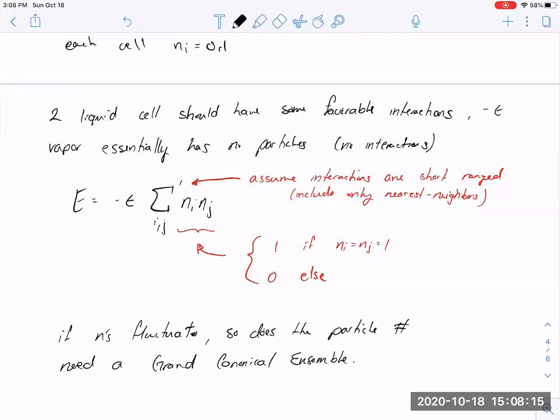For the grand canonical ensemble, we need both an energy function and a way of knowing how many particles there are in the system, but that's easy. There's a one-to-one mapping with the total particle number and the number of filled cells.